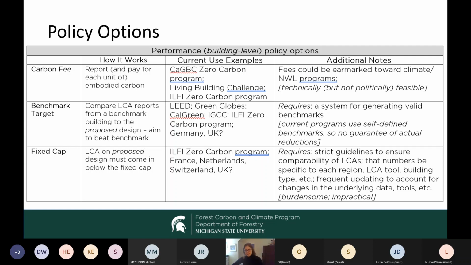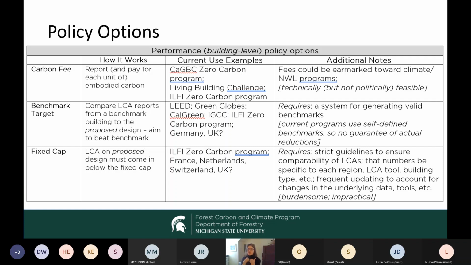And here is just a breakdown of, at the building level, how you would incentivize greater wood use in construction, with different approaches and current examples of different programs globally attempting to do that. There's a lot of material here. I can send out these slides for folks to peruse in more detail, but the main policy options I'll talk about are carbon fee, a benchmark target, or a fixed cap.